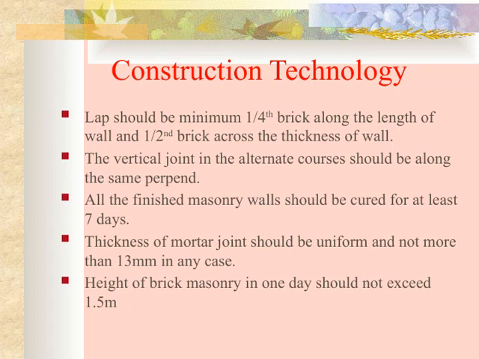Let's discuss some key aspects of construction technology, specifically focusing on brick masonry. First, the lap, or the overlapping of bricks, should be at least 1/4 of the brick length along the wall. This ensures proper bonding and strength. Across the thickness of the wall, the lap should be at least half a brick, which helps maintain stability and uniformity. Next, when laying bricks in alternate courses, the vertical joints should align along the same perpendicular line.